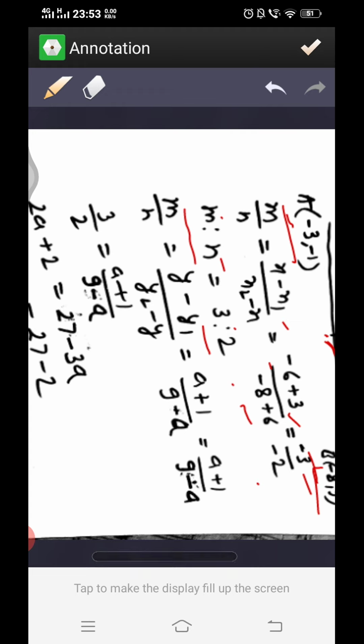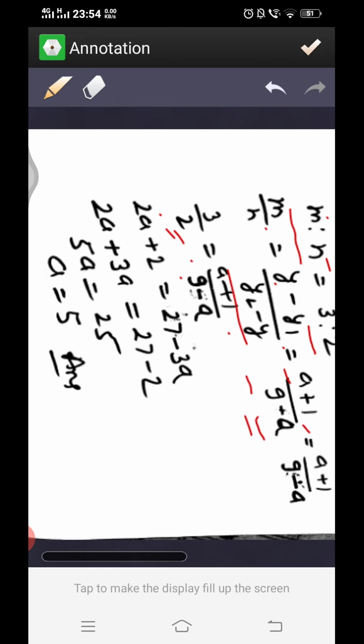Now we have to find the missing value of a. The same question. Now we will apply here m upon n equal to y minus y1 upon y2 minus y. So y minus y1, y is a, y1 is minus 1. You can see y1 is minus 1. So that will become plus 1. Then y2 minus y, y2 is 9 and minus y, that is a. So here we are getting m upon n is 3 by 2 equal to a plus 1 upon 9 minus a.